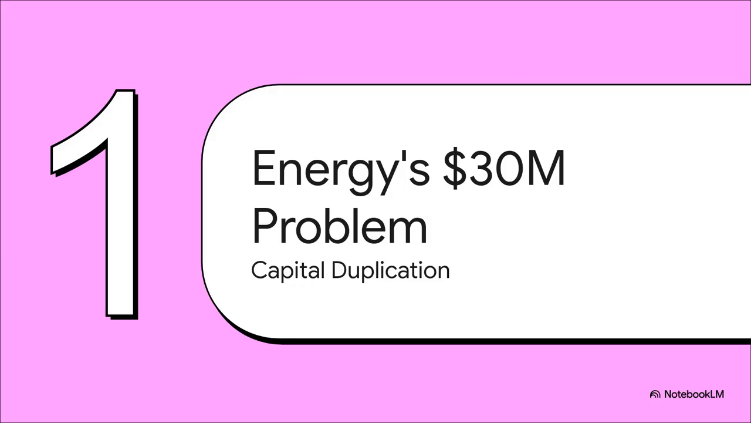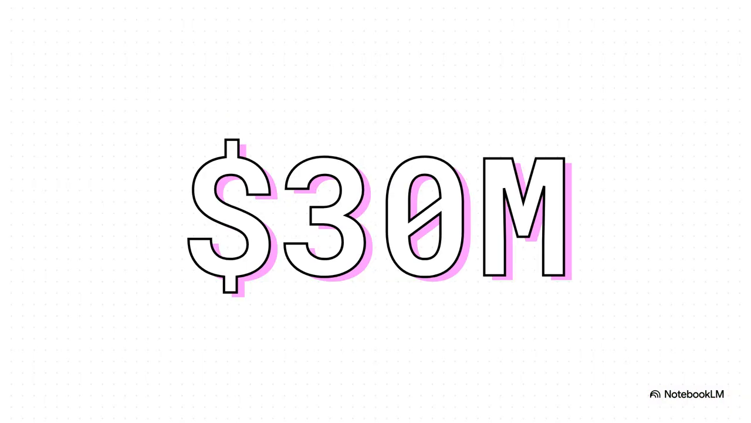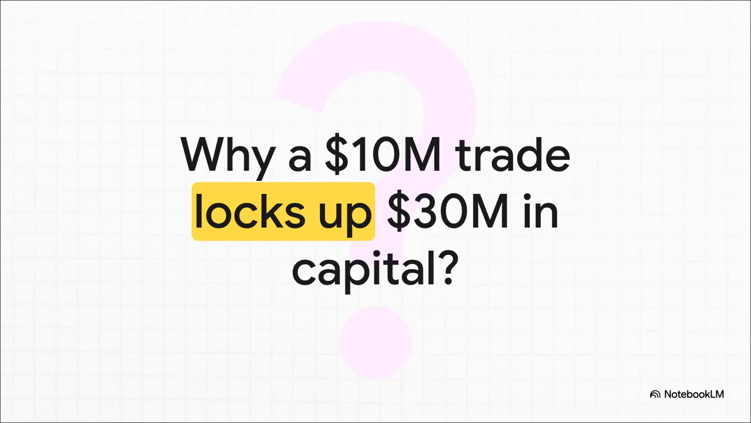Okay, so before we get to the solution, we first have to get our heads around the sheer scale of the problem, the inefficiency. And it all kicks off with a number that honestly seems kind of hard to believe, but it's right at the heart of every single major energy deal. $30 million. That's how much economic horsepower gets frozen just to support one single, much smaller trade. It's a staggering figure, right? And it really begs the question. So how on earth does that happen?